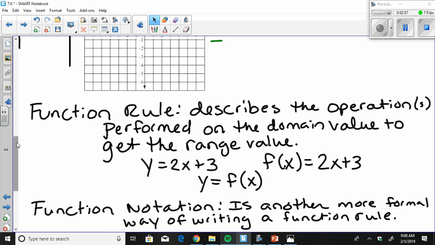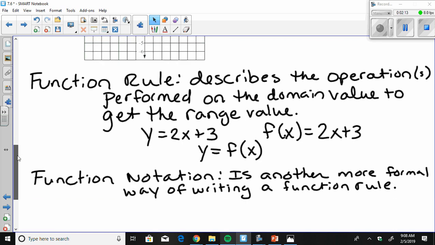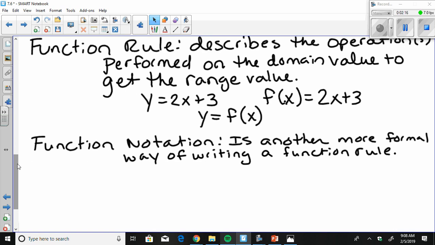So a function rule describes the operation or operations performed on the domain value to get the range value. So a function rule looks like y equals 2x plus 3. The other one there, f of x, is function notation. It's just another way, a more formal way of writing a function rule. It will take you further than y equals.